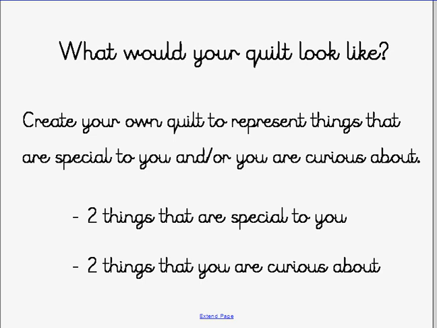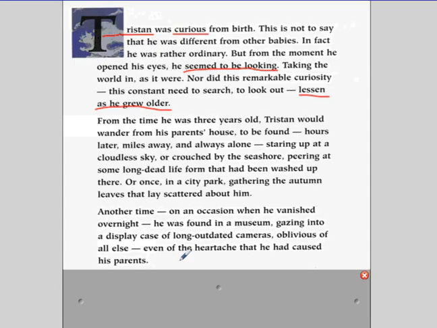And keep your eyes out on Class Dojo, as at some point on Tuesday I will add my own quilt with a couple of things that interest me, a couple of things that are special to me. And I really look forward to seeing some of the things that are special to you guys. So totally up to you how you present it. Hopefully something that is a little bit more fun, a little bit more interesting for you to share some things with your teachers about yourself. And tomorrow, Mr. Shaw will be taking you further into the book. However, I'd like to end today with the final paragraph.